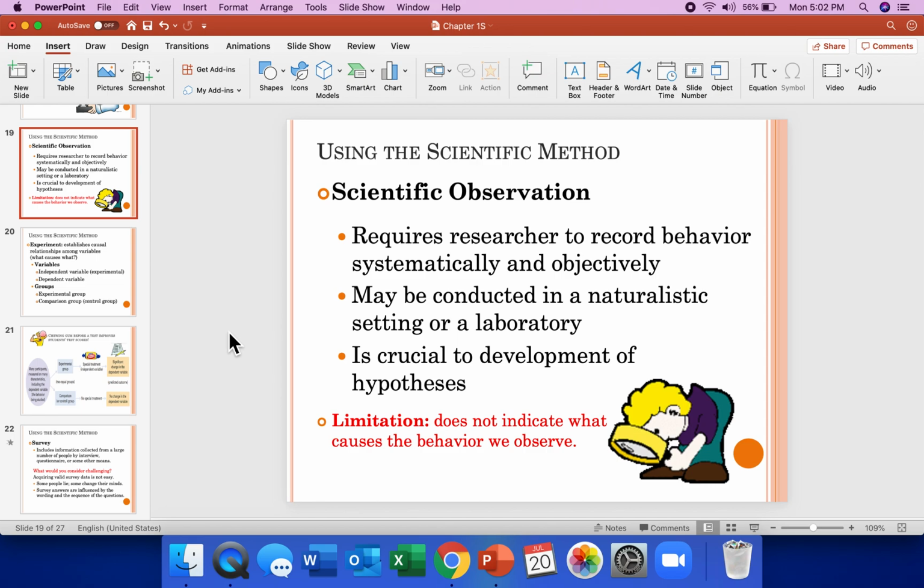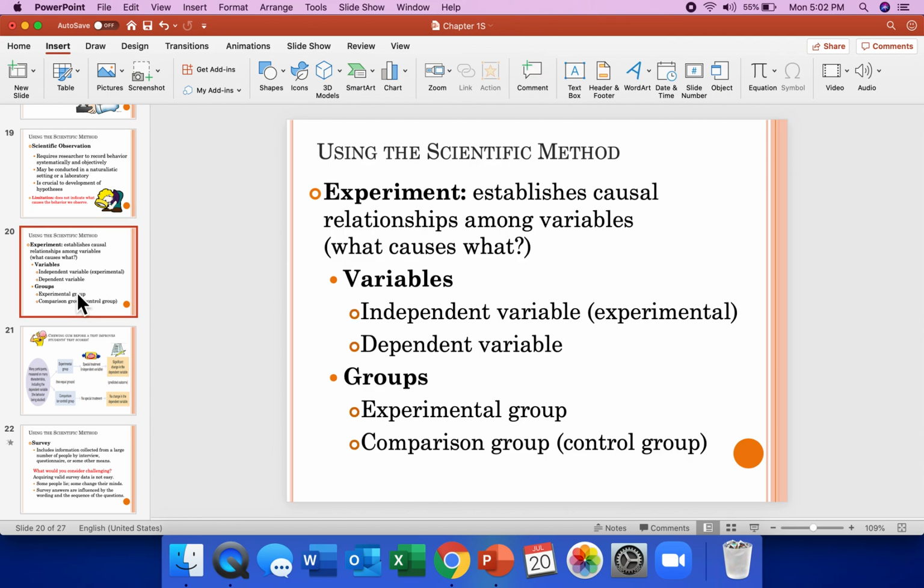The limitation of a scientific observation is basically that you can't really tell why they're doing this until you do an experiment. So it's basically just telling us what we see, but doesn't tell us why we're seeing it. So it doesn't give us a cause for the behavior. An experiment establishes that causal relationship amongst the variables.